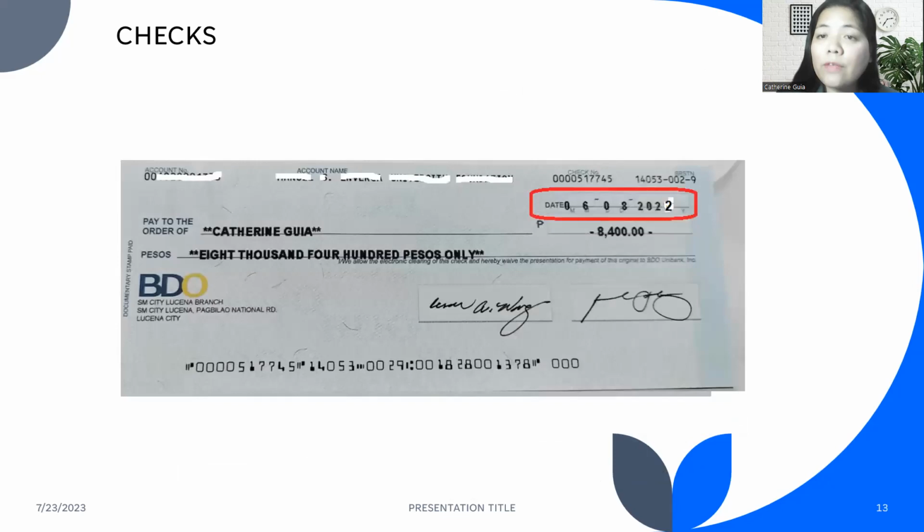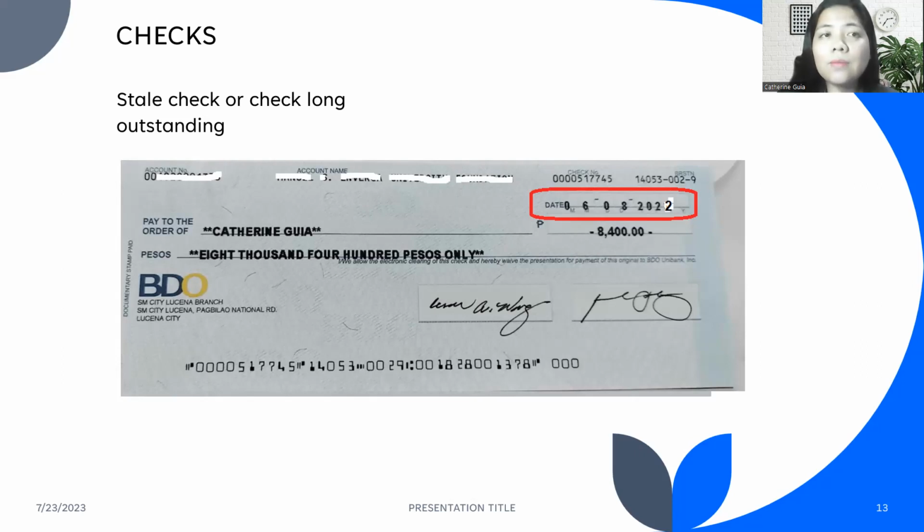Okay, next, we have another check. Please check the date of the check. It's June 8, 2022, last year. So what do you call this check? We call this check stale check or check long outstanding because if you were the payee, you cannot hold the check for a very long time because the bank usually have a period within which you can encash the check. And based on banking practice, it's within 6 months. Since it's June 8, 2022, and now it's July 2023, so it's more than a year.